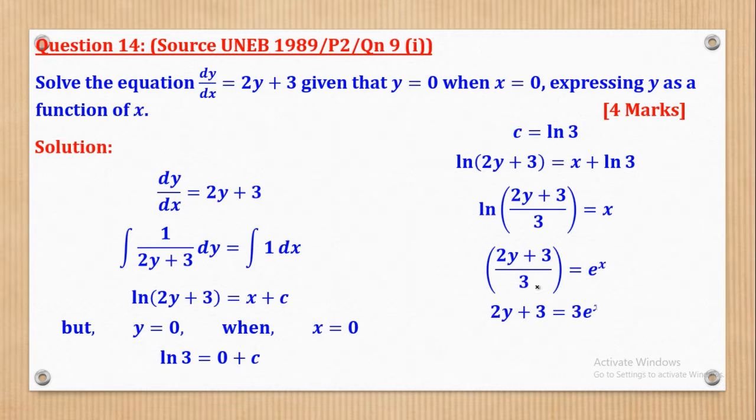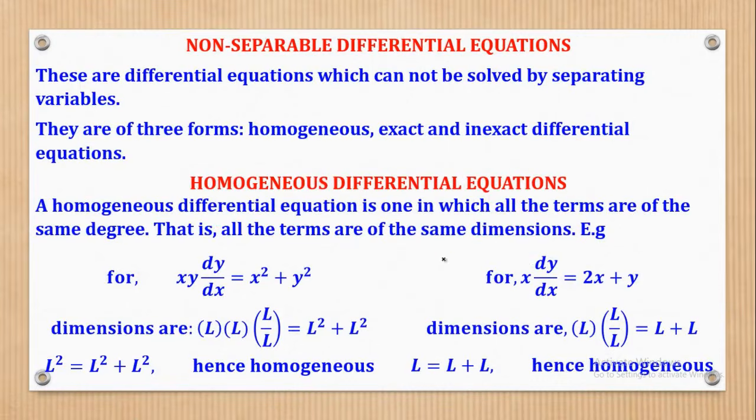The next step is to cross multiply, taking this one to this side to come up with that. The next is to make y the subject, so y will be equal to 3 over 2 in brackets e^x minus 1. So that was separable differential equations.